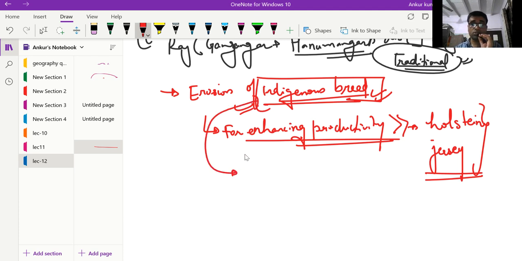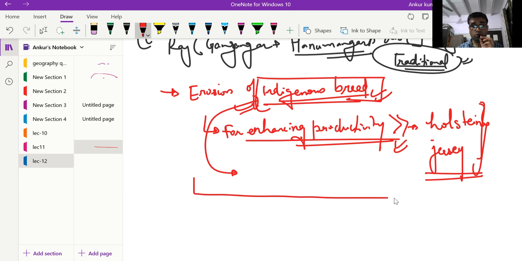Okay, so this is the problem that got created because of our adoption of these new species, the Holstein Jersey cows. These are not the Indian breed, right? These are mostly the European breed. These are the steppe region breeds, right?